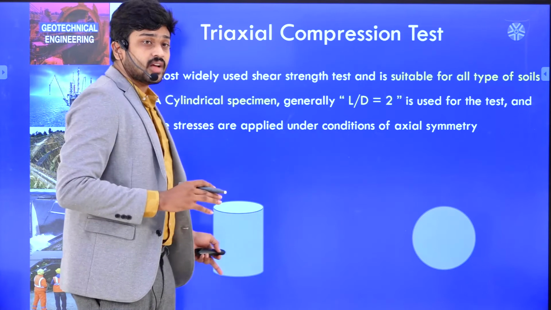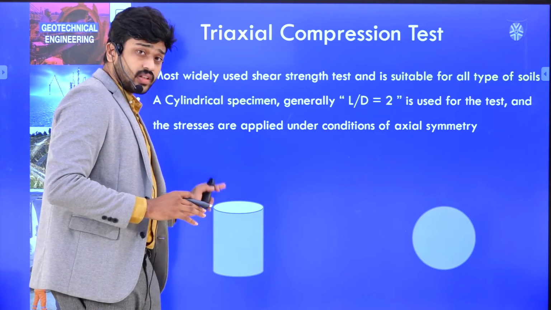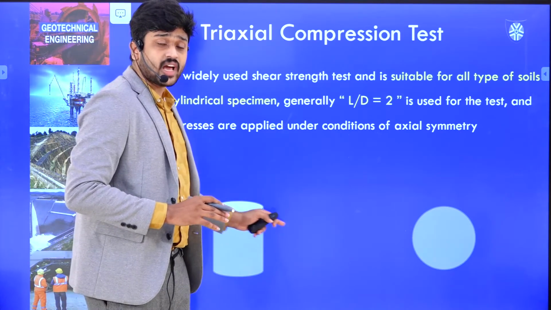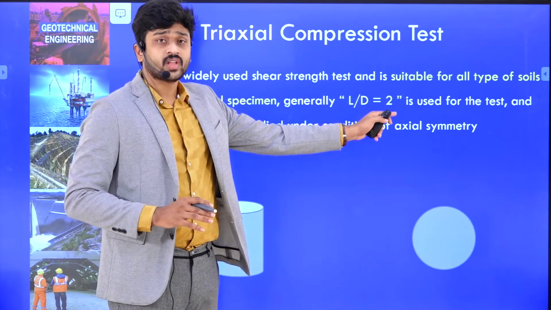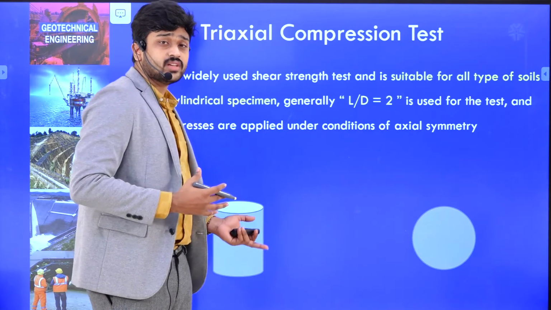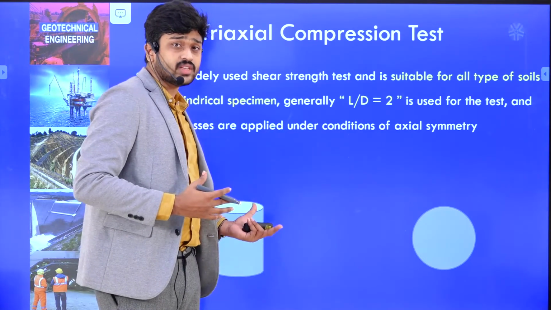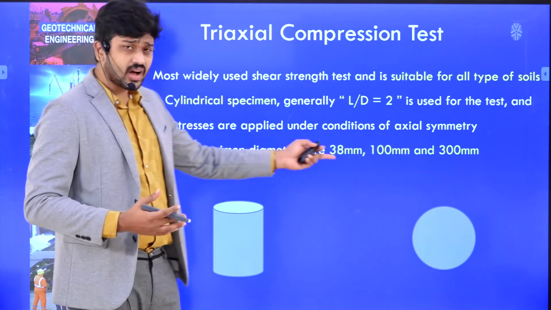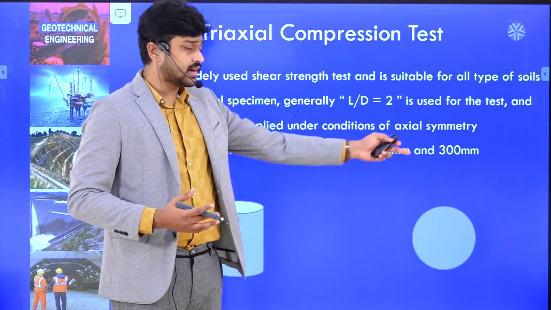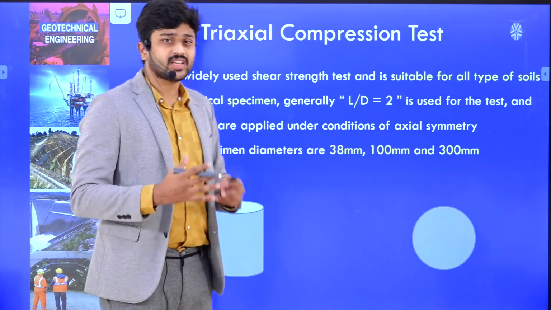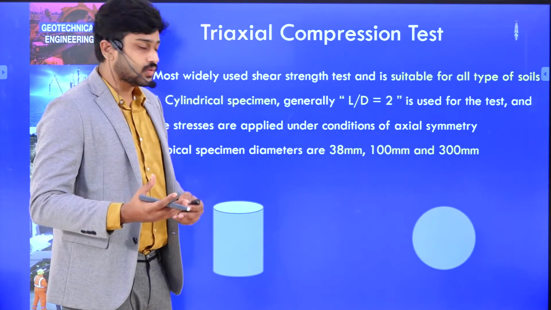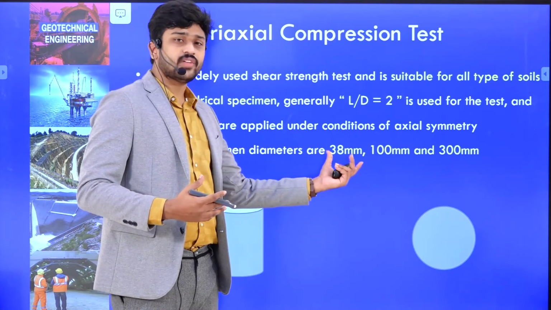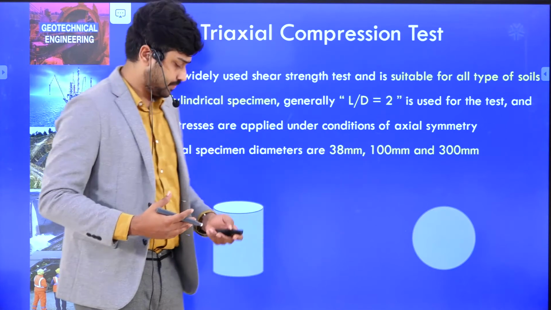You need to keep in mind that in general the length or the height of this specimen divided by its diameter must be equal to 2. Simply, the length or the height of the sample must be 2 times the diameter of the sample considered. So the general standard samples are say 38 mm or 100 mm or even 300 mm. These are the general test samples that we use. In our previous lab, we generally went for 38 mm diameter.